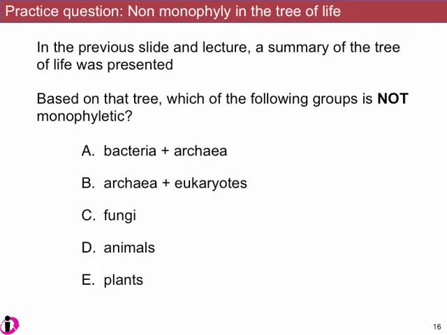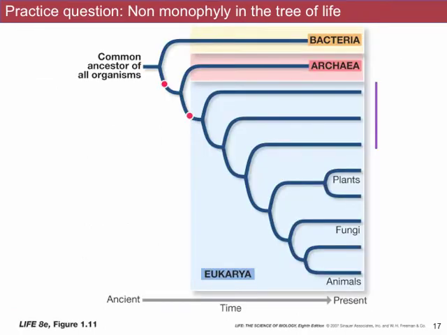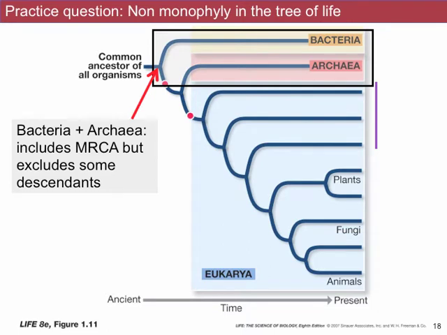Right. So if we look at the tree again, you have bacteria and archaea. If we include their common ancestor here, we have eukaryotes that we've excluded as one of the descendants of that common ancestor. We cannot make a clade that includes only bacteria and archaea and not eukaryotes in this tree. So again, this is the type of thing where you have to be able to synthesize trees and this phylogenetic terminology in order to answer these types of questions.